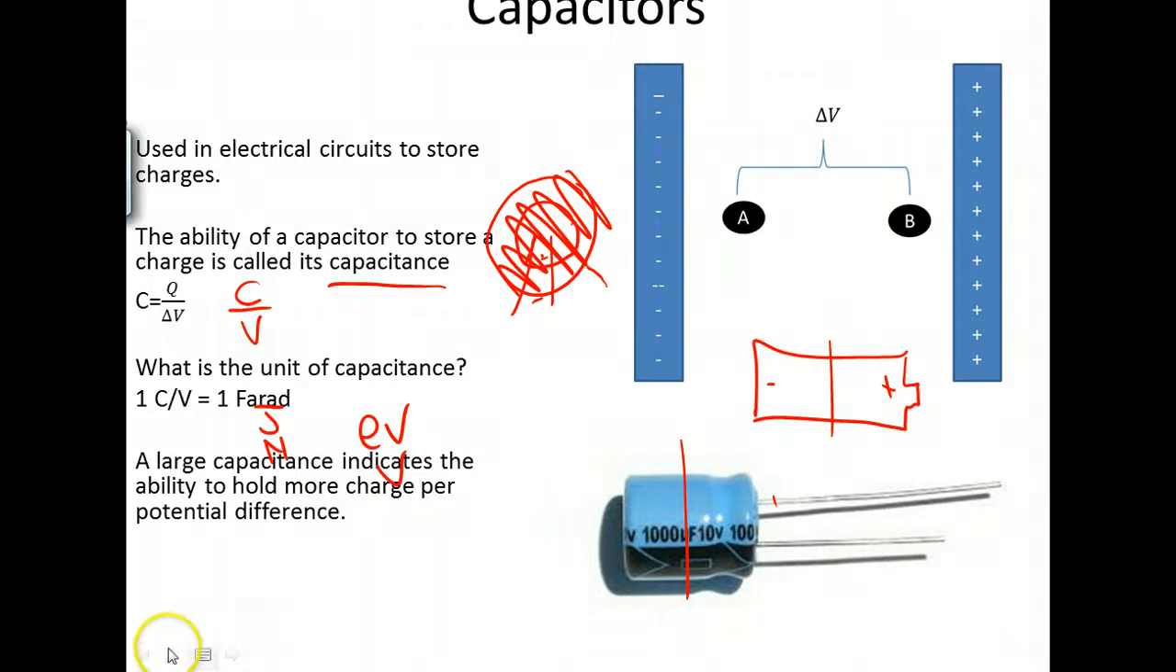A large capacitance, right, a large farad number indicates to me that I can hold more charge per potential. And so a high capacitance indicates to me that I can hold lots and lots of charge for very little difference. Right? And lots and lots of charge means lots and lots of potential energy.